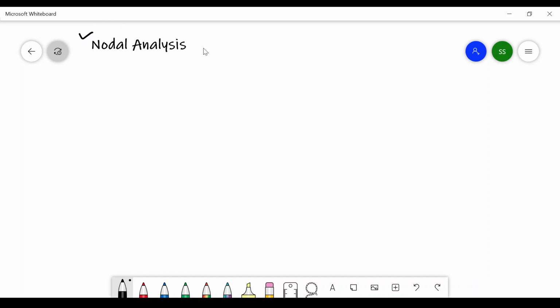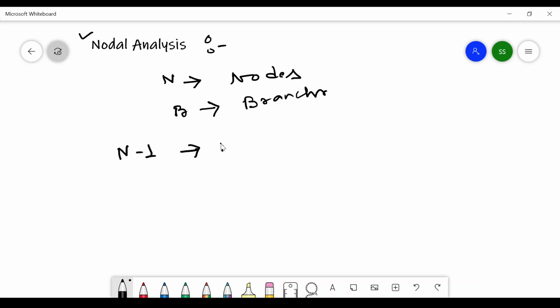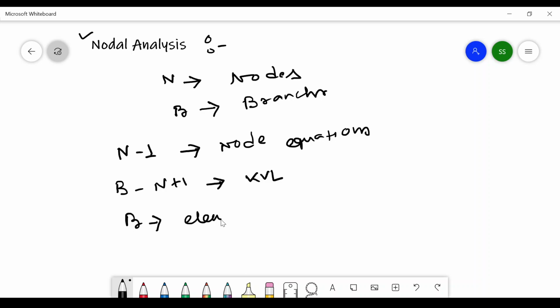As I have already discussed in my previous lecture, whenever you have some network which has n number of nodes and b branches, in that case we will get n minus 1 node equations, b minus n plus 1 KVL equations, and b numbers of element equations.